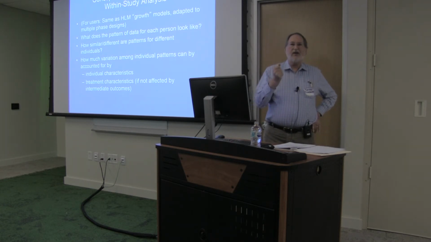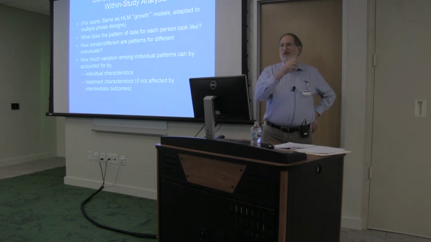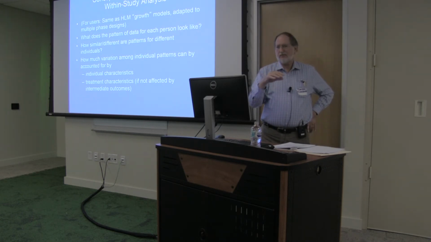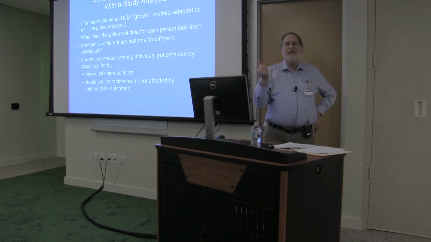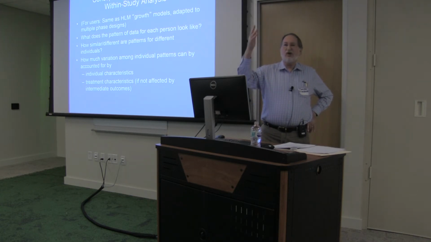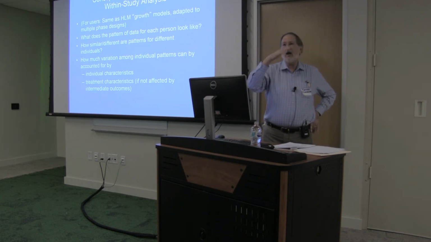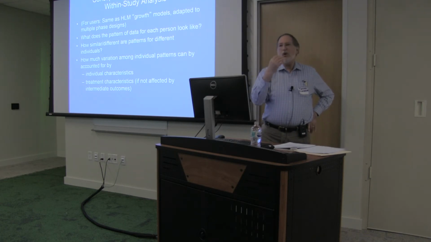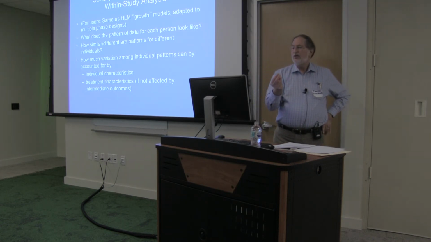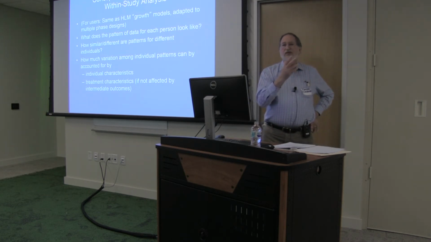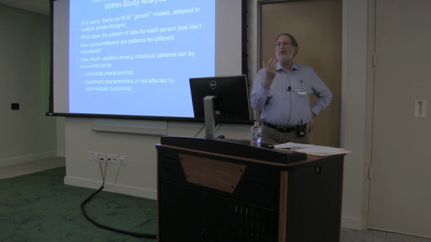How similar are the patterns for the different individuals? So what's the average pattern, for example? And how different are they? Do some people start higher, start lower, change more, change less? And then if there's variation, if the people don't all change in the same way or the same amount, what's responsible for that variation? How much of it can be accounted for by the characteristics of the individuals or the treatment characteristics? So that's conceptually what we're trying to do.